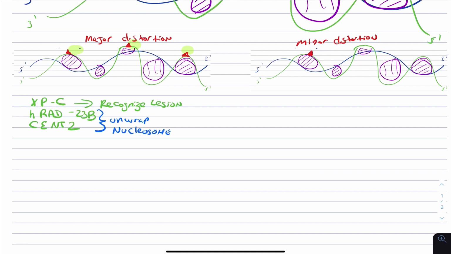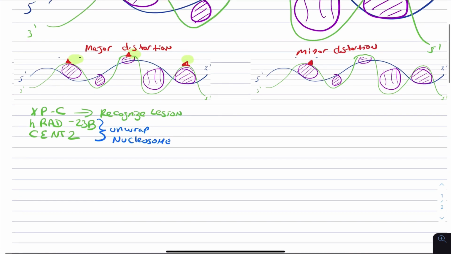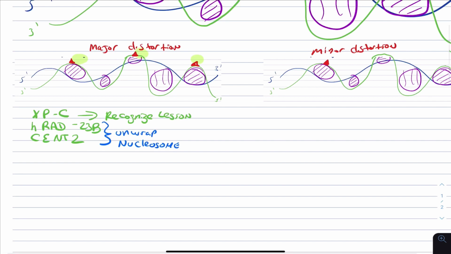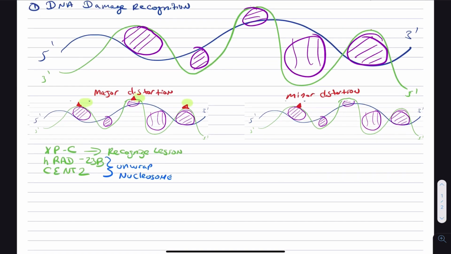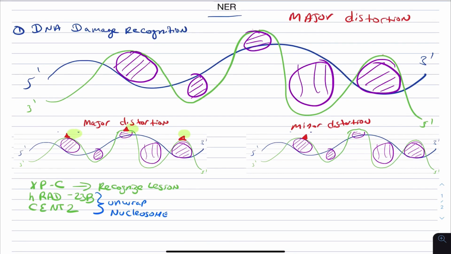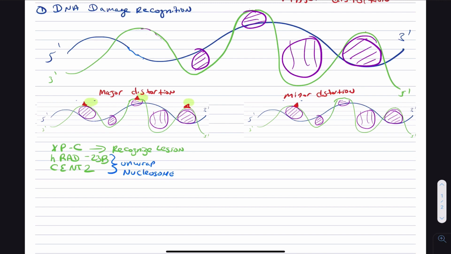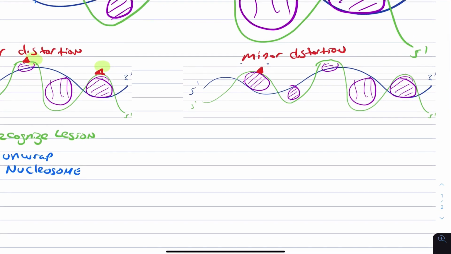Essentially, when these come into play, HRAD and SENT2 end up taking away this histone complex. So now we have this that's free. No more histone complex there. This is what the HRAD23B and the SENT2 end up doing. Now remember, this is for the major distortion. In the minor distortion, it's a little bit different. We don't have the same players. There are different players involved.